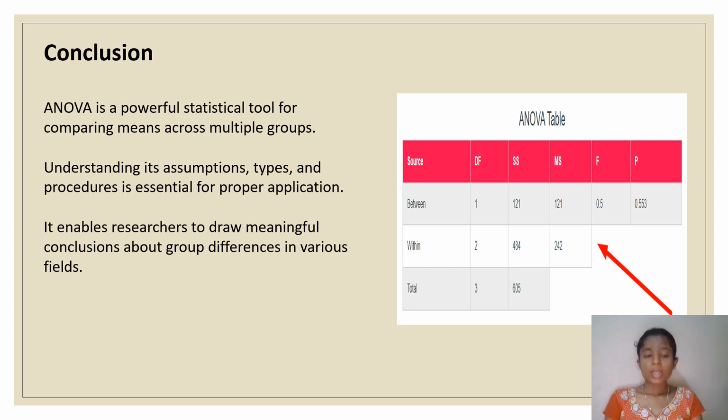Conclusion. ANOVA is a powerful statistical tool for comparing means across multiple groups. Understanding its assumptions, types, and procedures is essential for proper application. It enables researchers to draw meaningful conclusions about group differences in various fields.